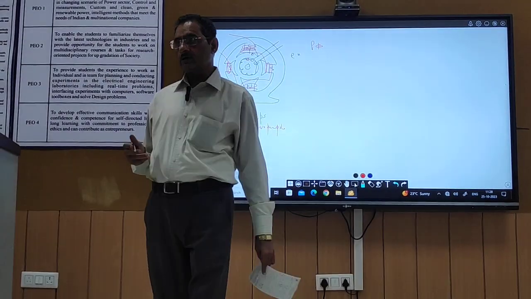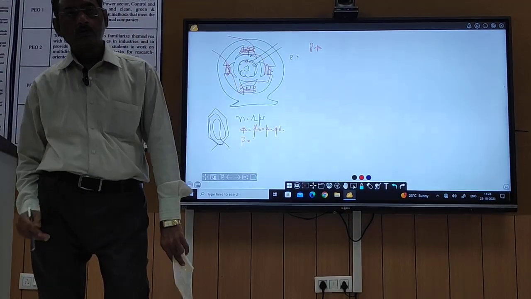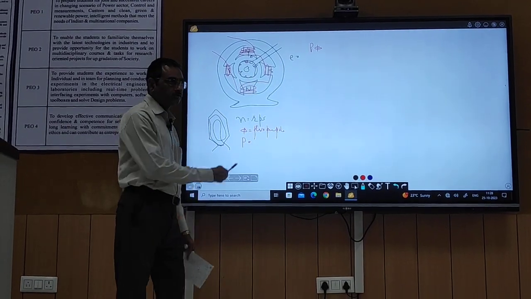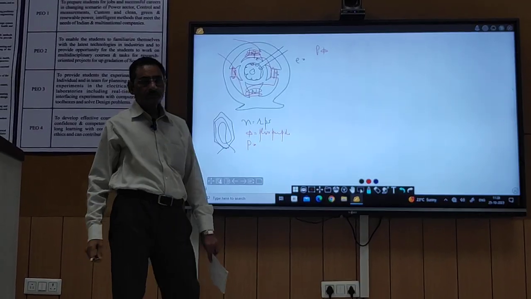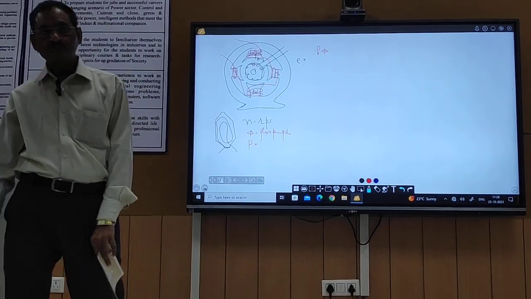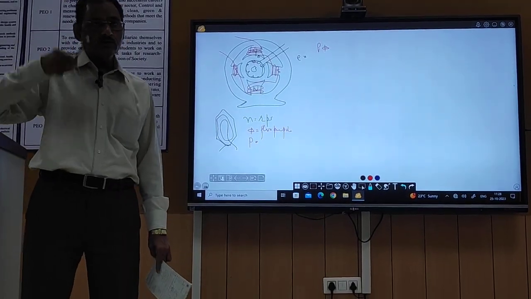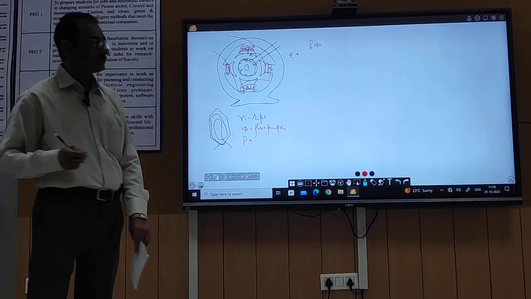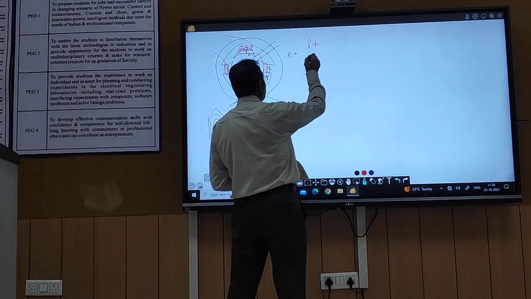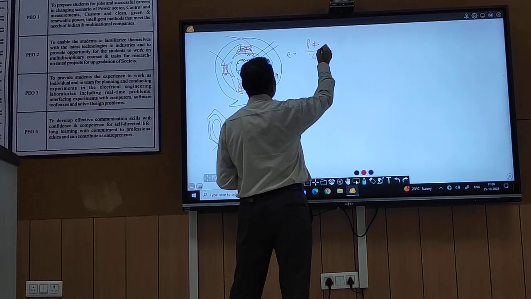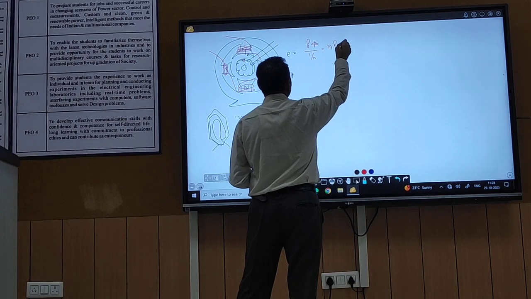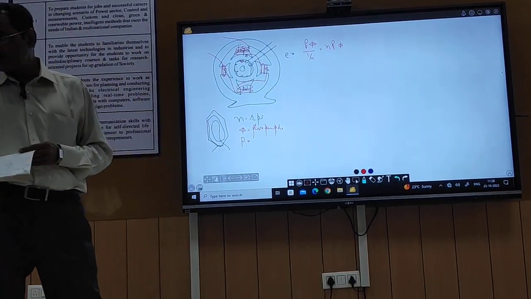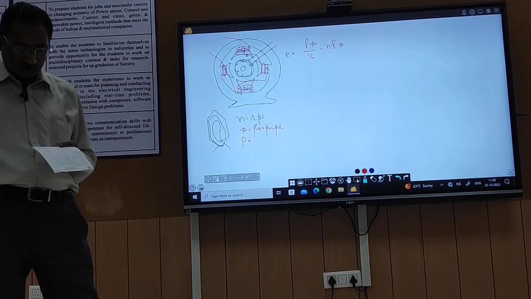And how much time will it take in rotating one complete cycle? If the speed is n rotations per second, तो एक रोटेशन में कितना टाइम लेगा? 1 by n. Okay, it means n P phi. This is the generated voltage per conductor. ठीक है?